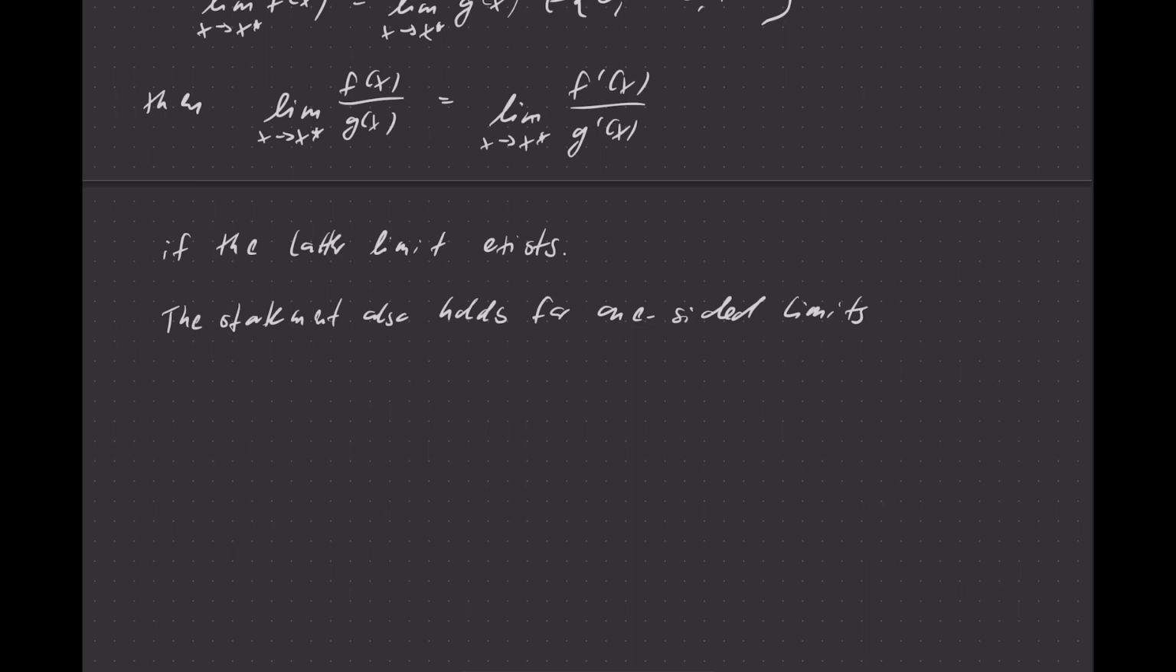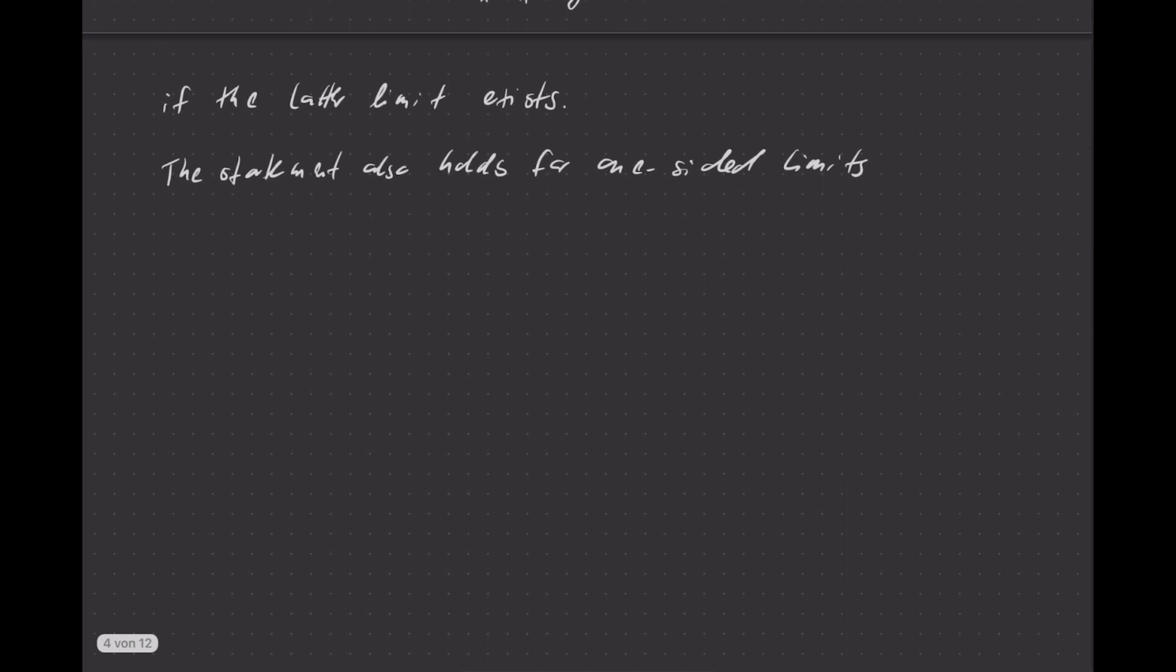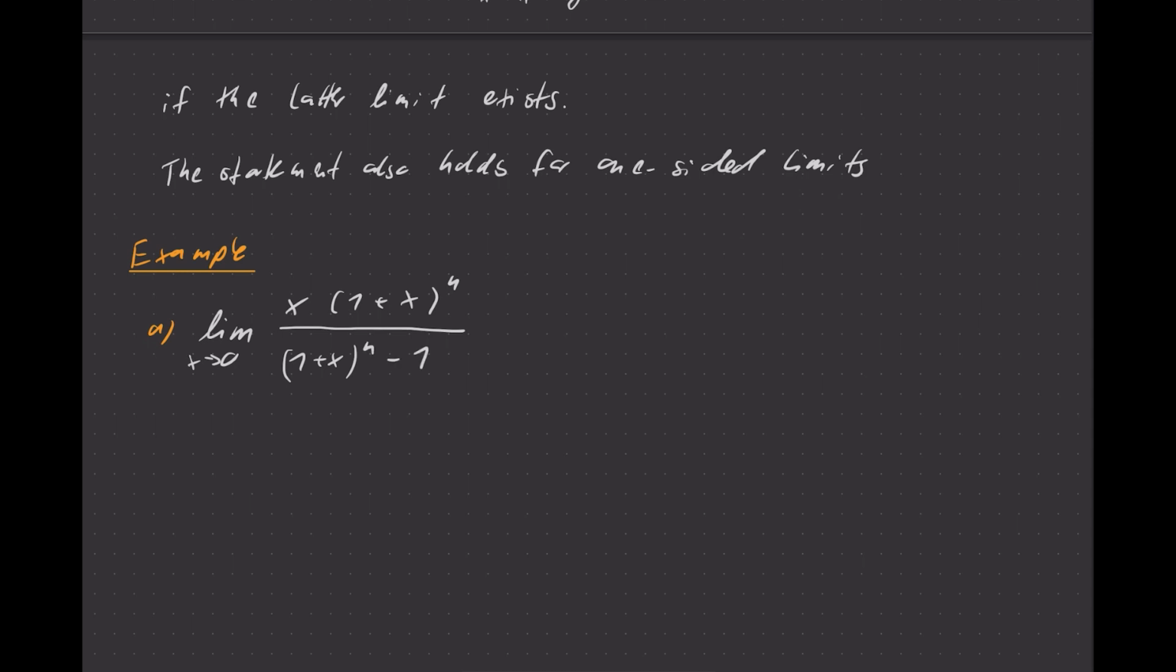Now, let's just see two quick examples about easy applications of L'Hopital's rule. We'll see some more examples on variations of that technique in a later video. So the first example we're going to look at is the limit as x tends to 0 of the following expression: x times (1 plus x) to the power of n divided by (1 plus x) to the power of n minus 1.